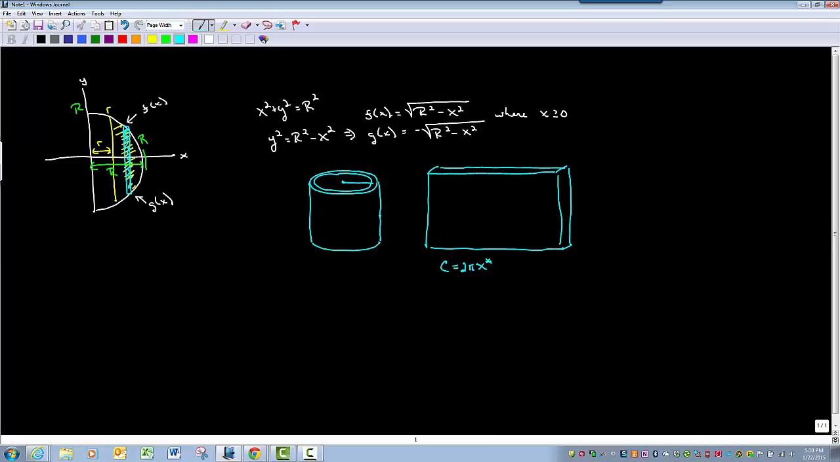Now, what's the height of this guy? Well, the height is the difference between f and g. So the height of this is f of x minus g of x. Well, if I take f of x and subtract g of x, I'll do that over here as a side note. f of x minus g of x is the square root of big R squared minus x squared minus, this minus this guy.